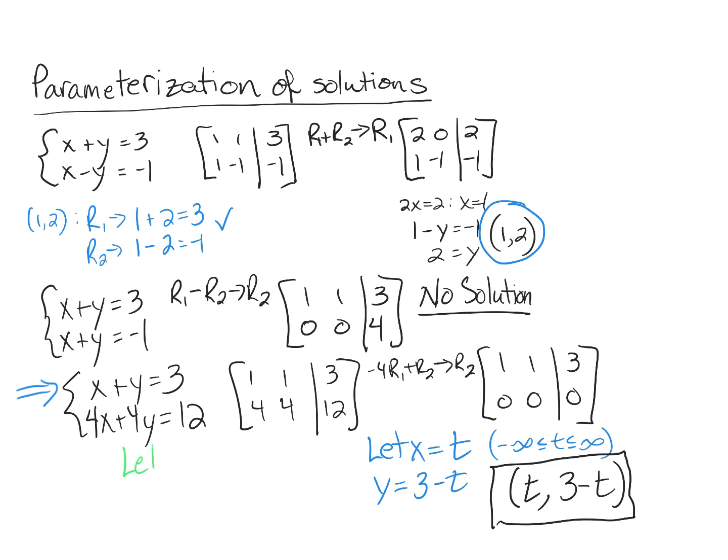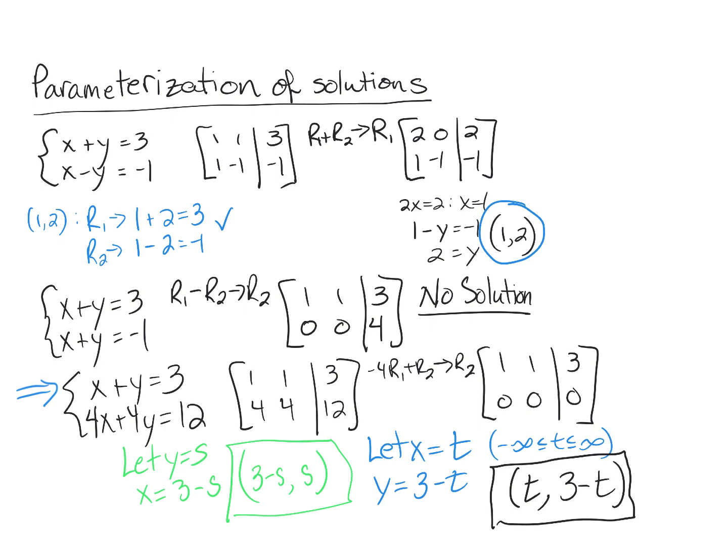Now you could choose to use a different parameterization. I could have said let y equal s, and then x would equal 3 minus s, and I would have had 3 minus s and s as my solution. Okay? So everybody's answers are going to be different. But these are actually the same answer.